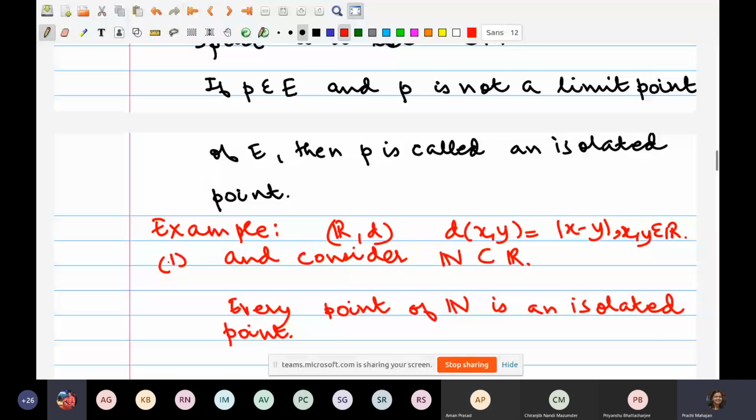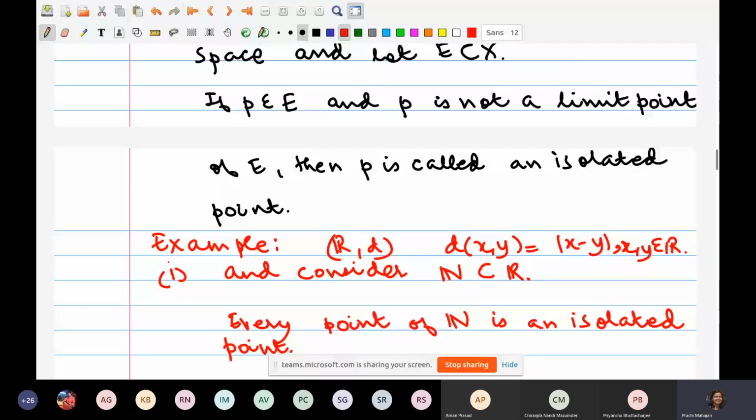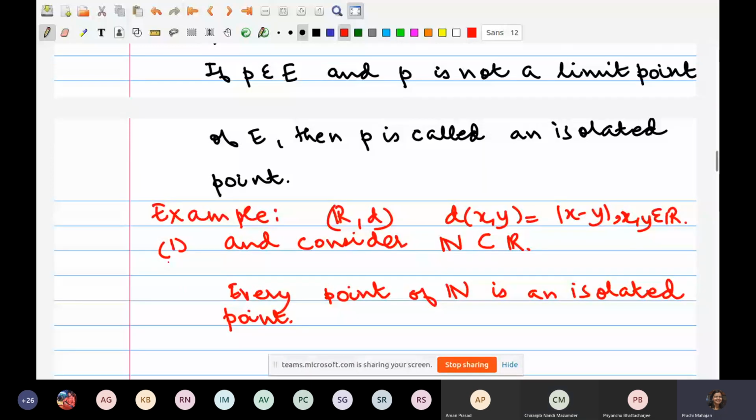Do I take it as a yes with everybody present here? If p is a point of E but not a limit point of the set E, then we call p an isolated point. In this example, every natural number is an isolated point. Shall we go ahead? Okay, all right, wonderful.